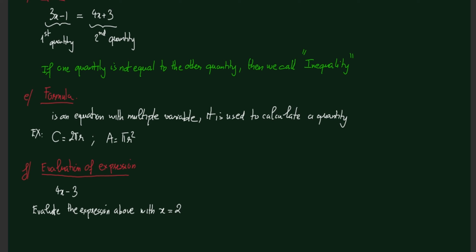It means that you're gonna put 2 into the x. You're gonna replace the x here with 2 because x equals 2. So my expression becomes what? It becomes 4 times 2, right? So instead of having x, we put 2 there, minus 3. Then over here we do 4 times 2, which is 8, and minus 3 is 5.